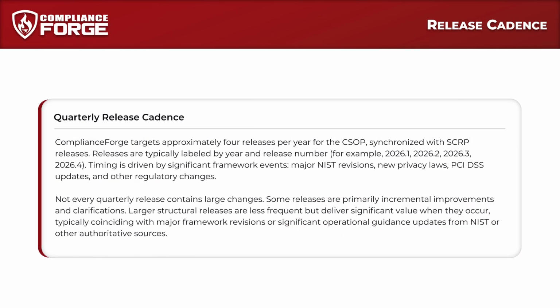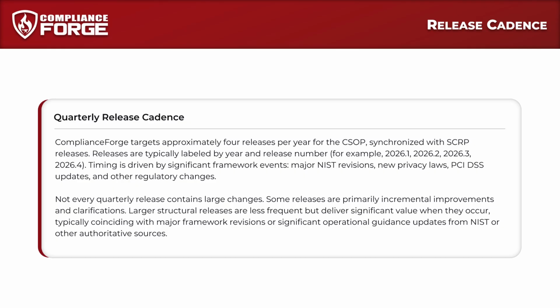ComplianceForge targets approximately 4 releases per year for the CSOP, synchronized with the SCRP releases. Releases are typically labeled by year and release number. For example, 2026.1 through 2026.4. Timing is driven by significant framework events. Major NIST revisions, new privacy laws, PCI-DSS updates, and other regulatory changes. Not every quarterly release contains large changes. Some are primarily incremental improvements and clarifications.